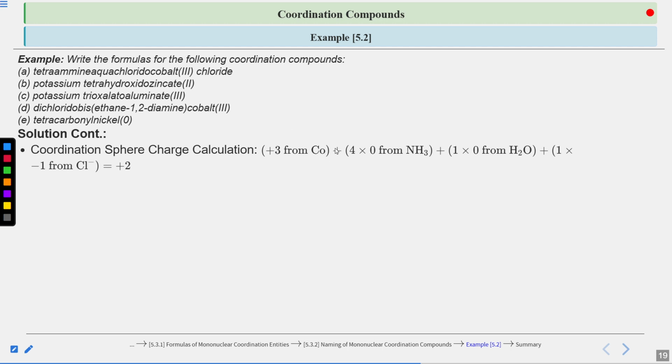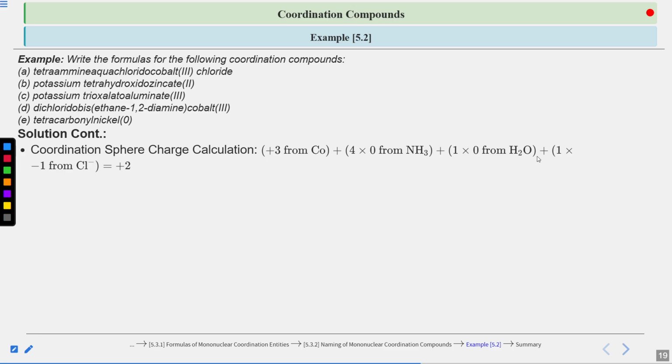So plus 3 from the cobalt, plus 4 times 0 from the ammonia molecule, because ammonia is a neutral molecule, it will carry 0 charge. It will contribute 0 charge to the sphere charge, and 4 molecules of ammonia are present, so 4 times 0, plus 1 times 0 from the water molecule. Again the similar concept, one aqua molecule is present, and it is neutral, so it will have 0 charge.